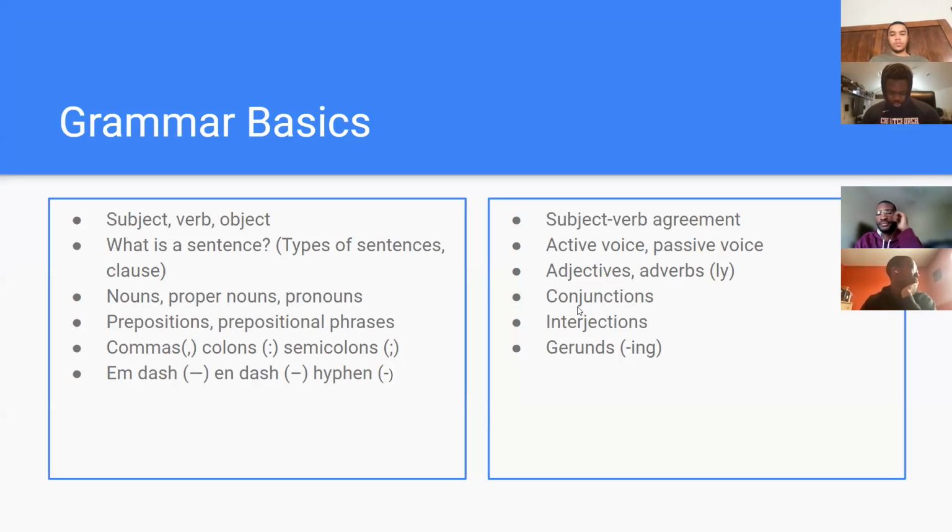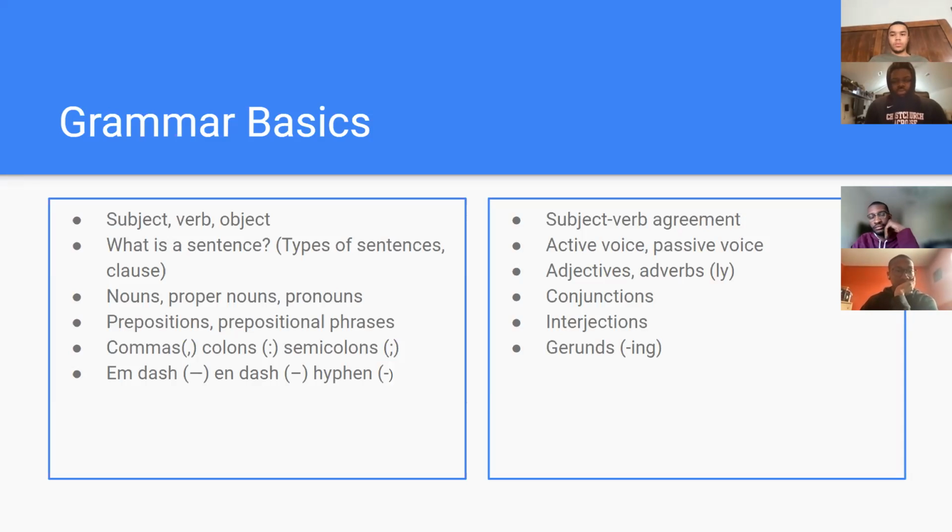Okay, so these are the things we're going to cover. I know this is a lot in less than an hour, but we can go back over this and we'll continue to revisit this as I grade your papers and give you feedback and comments. We will talk about what is a subject, what is a verb, and what is an object. You will know what is a sentence, the different types of sentences and clauses.